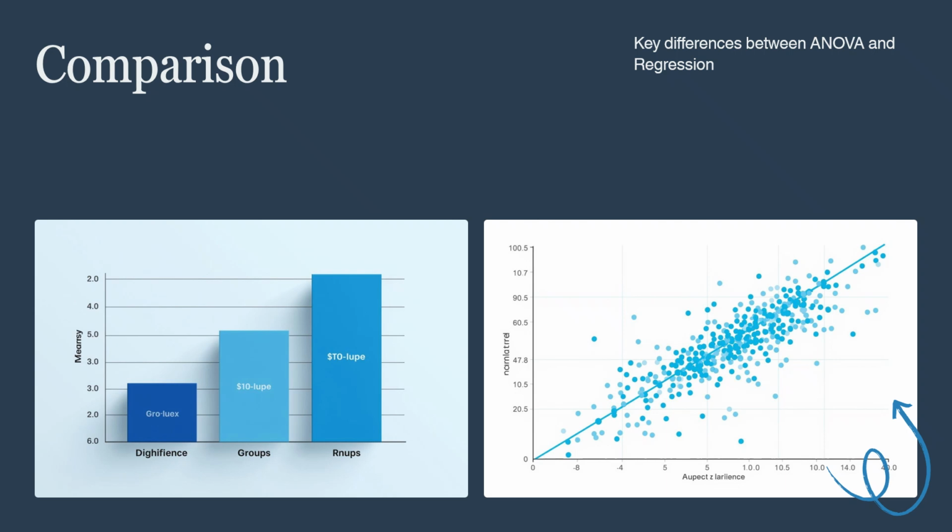Difference between ANOVA and regression. Let's compare ANOVA and regression. ANOVA is used to compare differences among group means, while regression is used to predict a dependent variable based on independent variables. In ANOVA, the independent variable is usually categorical, like group or type. In regression, the independent variable is continuous, like price or time. ANOVA gives an F statistic, while regression provides a prediction equation.